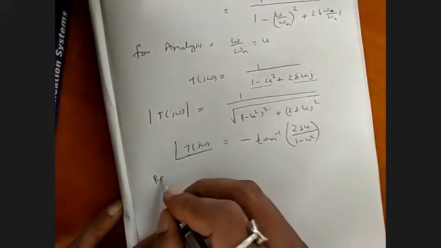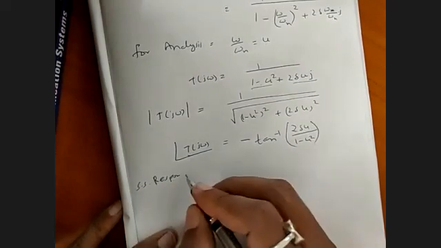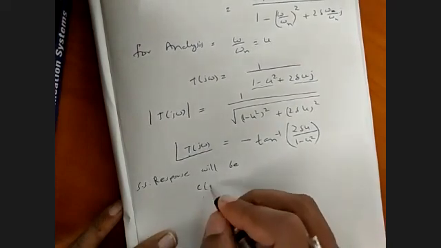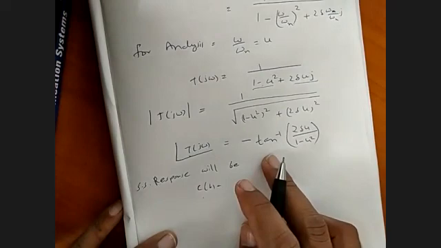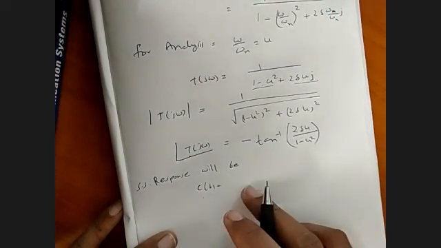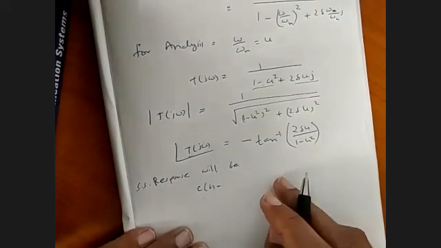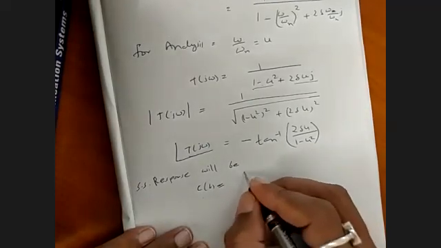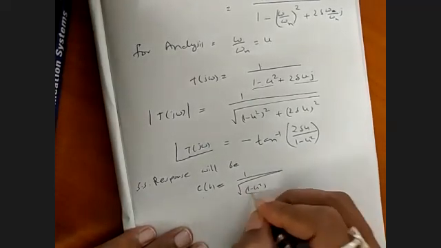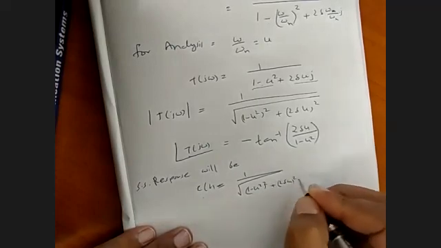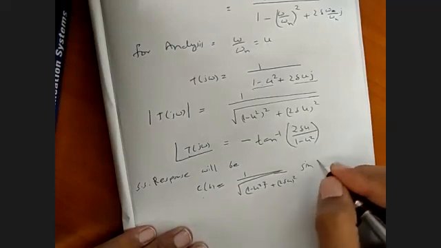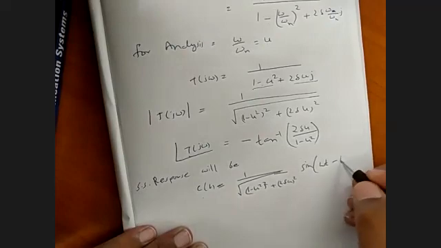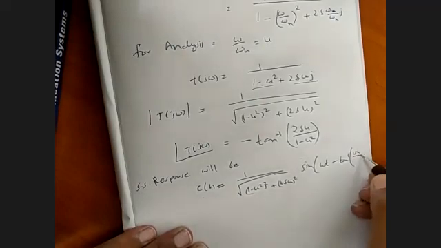So the response of the system will be the steady state response. As we have found out, magnitude is the magnitude of the input signal into magnitude of G(j omega), that is T(j omega). So it will become 1 upon under root (1 minus u square) whole square plus (2 delta u) whole square, and it is sin(omega t plus phi). Phi is minus tan inverse 2 delta u upon 1 minus u square.